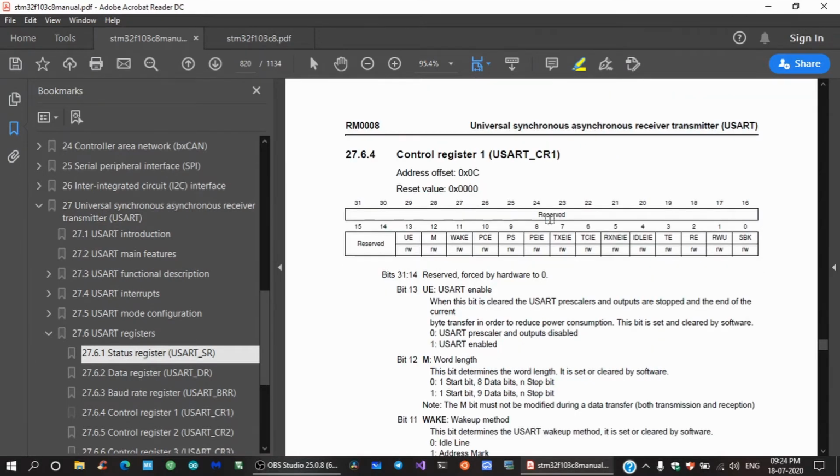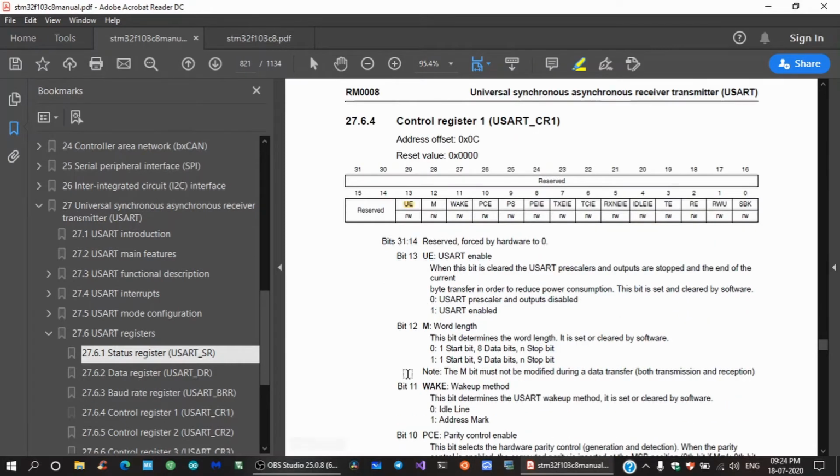This is the CR1 control register. Here we need to enable UE at the end of setting up all the register content. That is UART enable. M stands for word length. By default it is 0. Here we can see the reset value, all are zeros. That means by default this word length is set to 0, that is one start bit, 8 data bits and one stop bit.